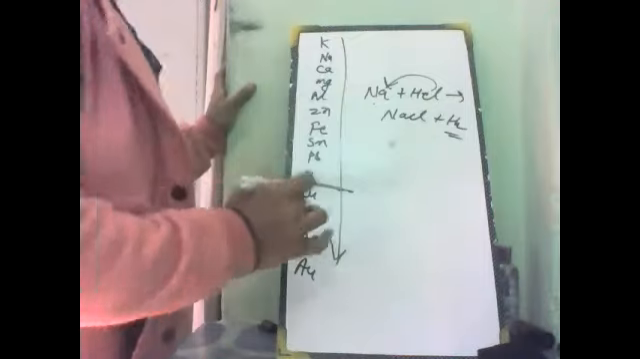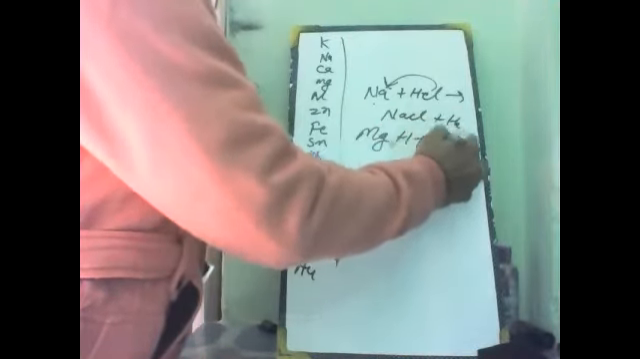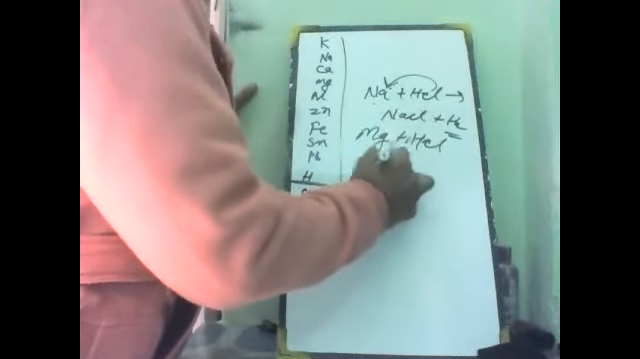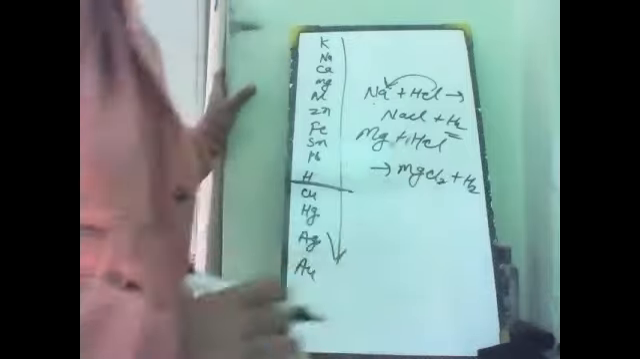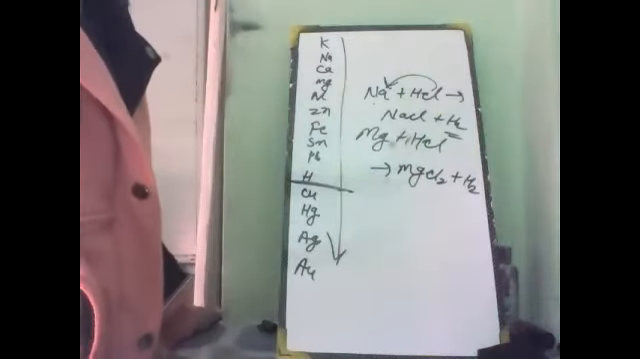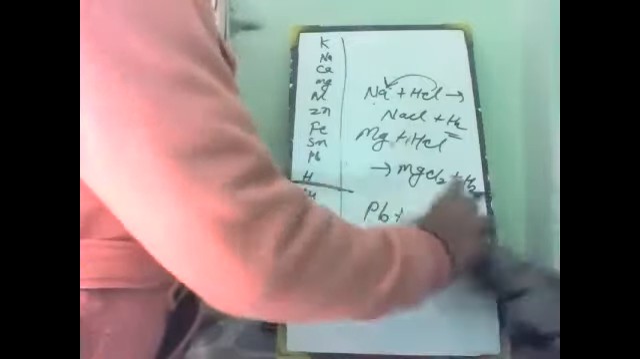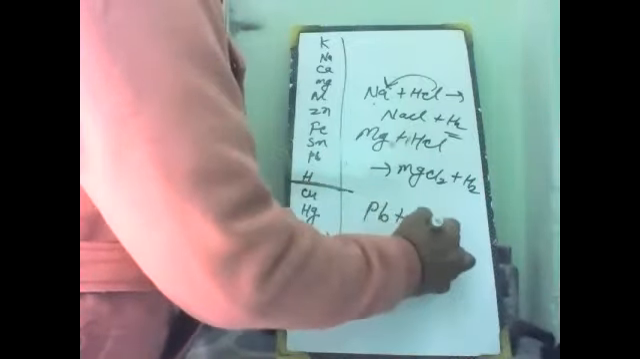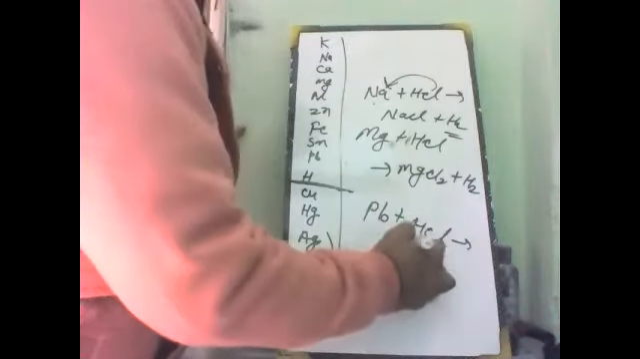Then magnesium and HCl. Now it changes into magnesium chloride, and hydrogen is removed from the reaction. Pb and HCl: lead reacts with hydrogen chloride, and no reaction takes place.